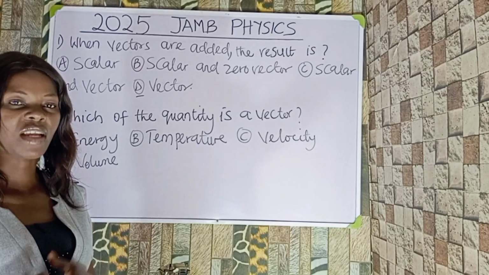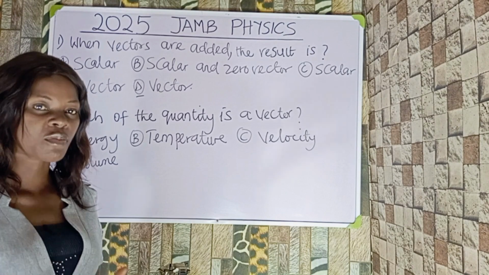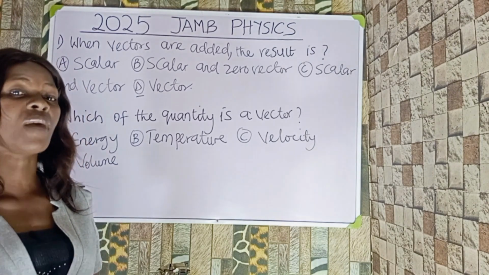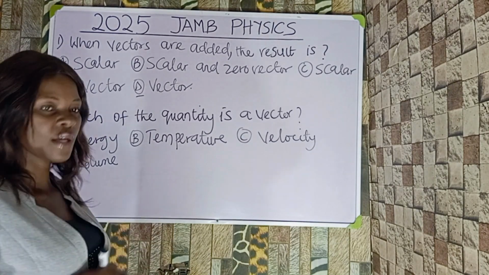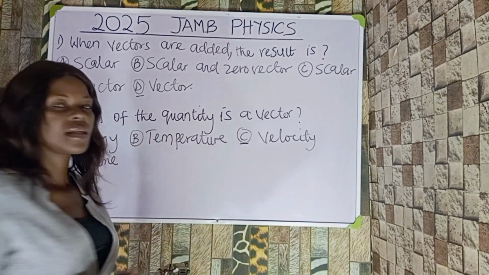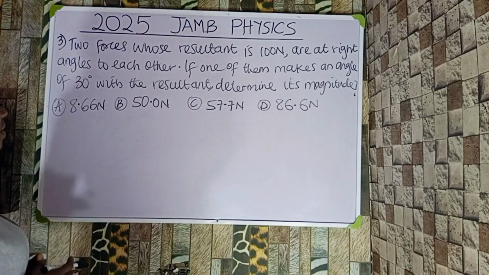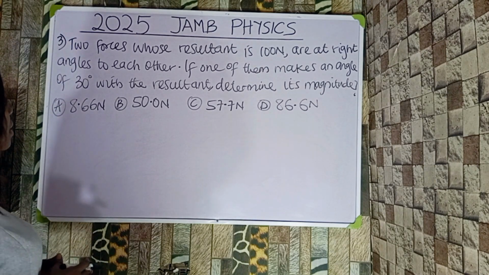Volume is the product of length times width times height, so it has nothing to do with movement. We cannot classify volume as a vector quantity. So the answer to this question is velocity. Is that clear? So that is option C. Two forces whose resultant is 100 Newton are at right angles to each other.